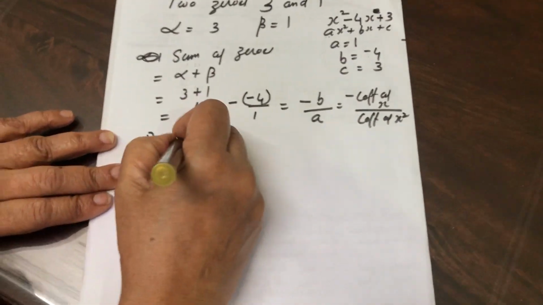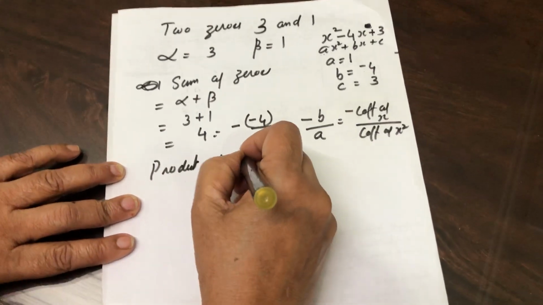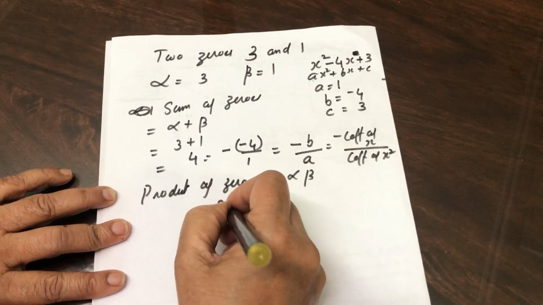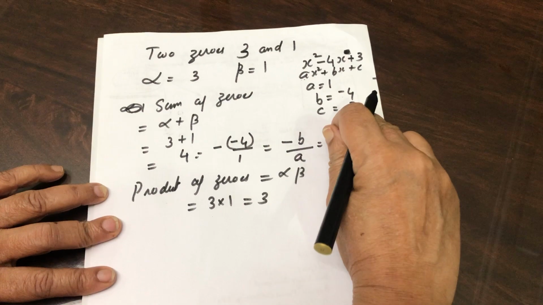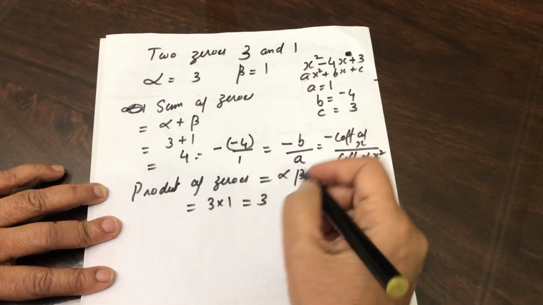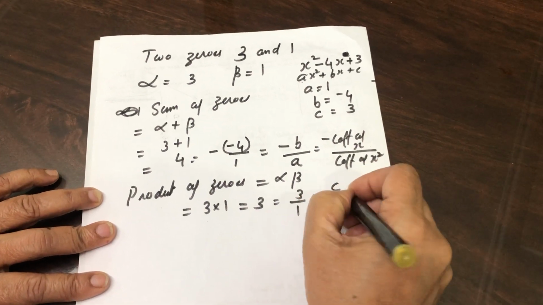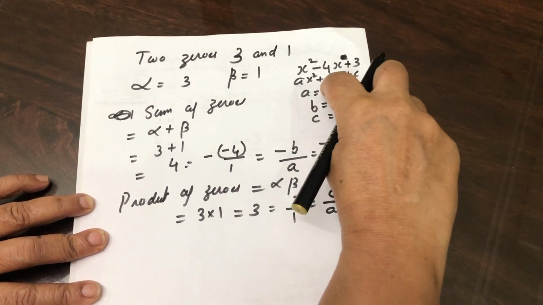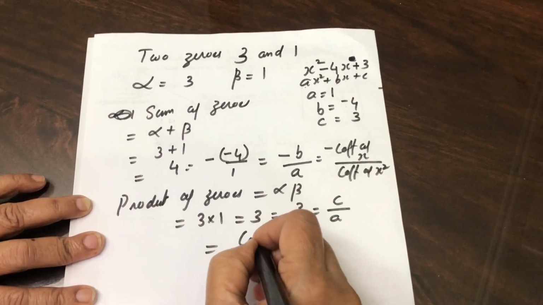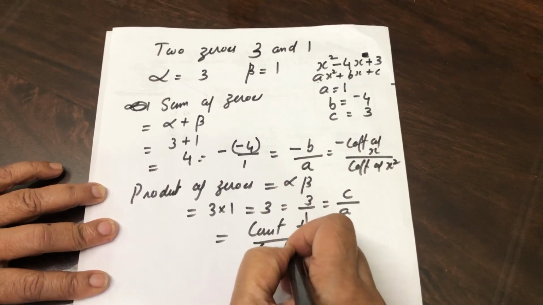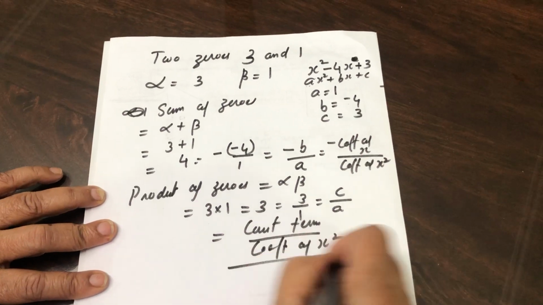Then the product of zeros, alpha beta, is 3 into 1, which is 3. So here 3 by 1, that is c by a, the constant term divided by the coefficient of x squared.